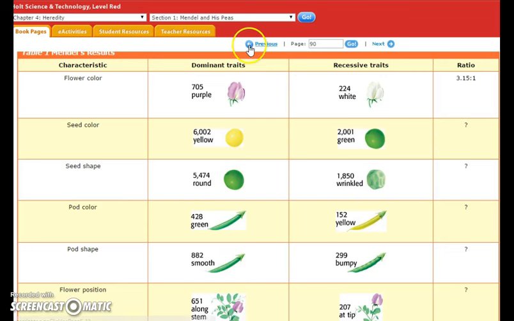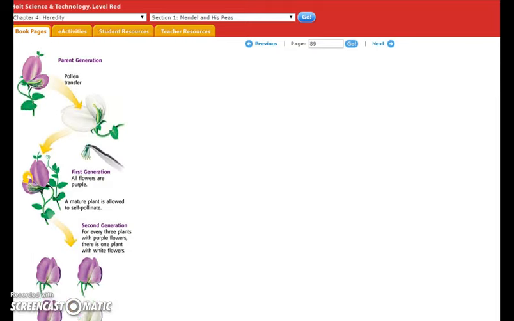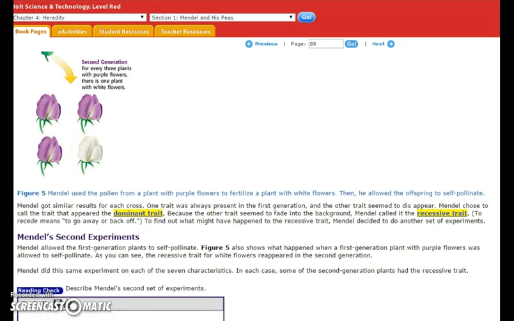And if we go back to the previous page, we will see that this also held true with the purple and white flowers. 3 dominant to 1 recessive. And that is more or less the ratio that we find in all populations for traits that are passed on generation to generation.